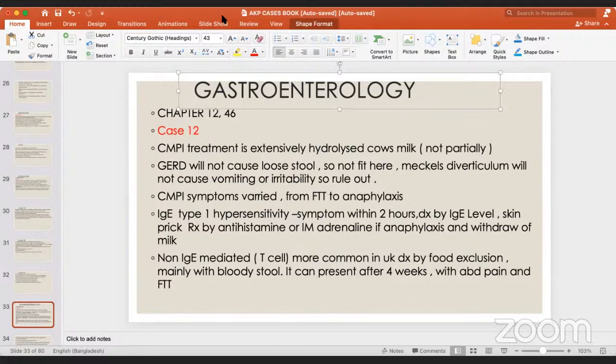In AKP, the question will not be so easy. The diarrhea related question will be a little bit tricky, like stool pH. They will give you stool pH. They will give you hydrogen breath test. Can you tell me in which diarrhea the hydrogen breath test is positive?